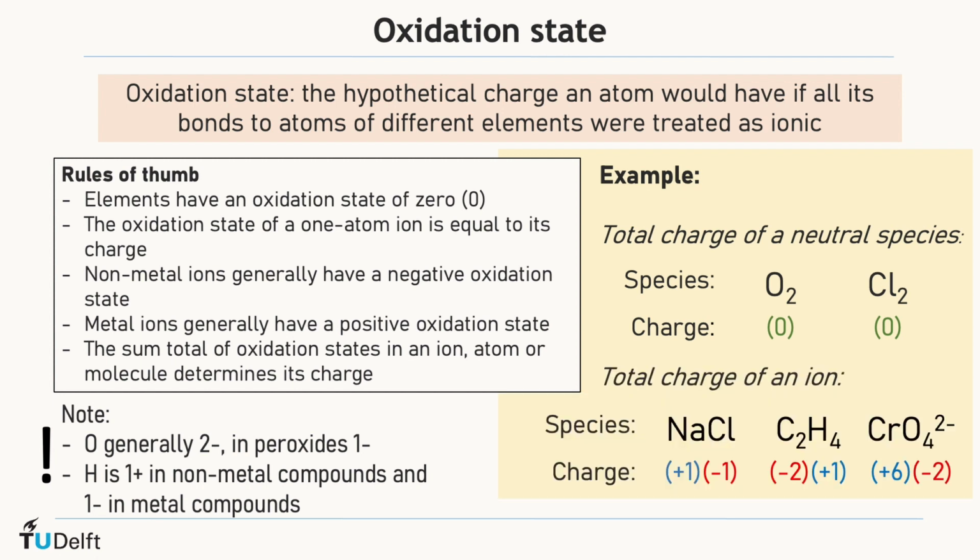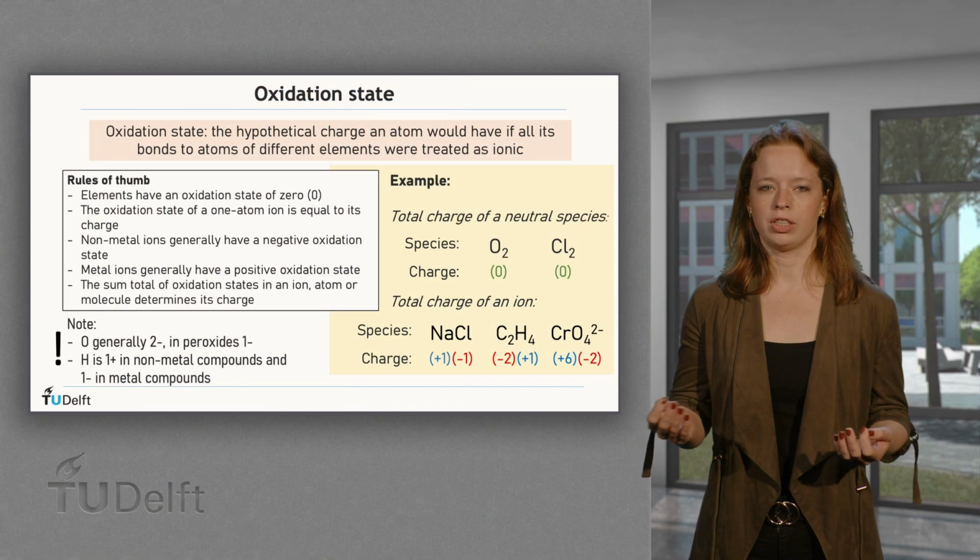If we look at ions such as sodium chloride, we know that sodium has a +1 oxidation state because it is a group 1 metal. So that means that chloride must have a -1 oxidation state to make the total charge of sodium chloride 0. In our second example here, the hydrocarbon ethylene consists of carbon and hydrogen. Since we know that hydrogen has an oxidation state of +1 in nonmetal compounds, this means that the carbon atoms must have a -2 oxidation state here.